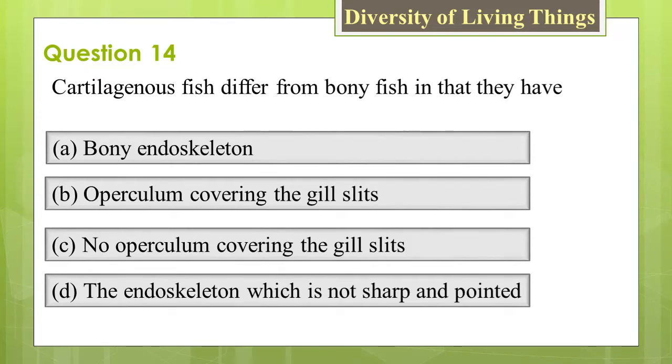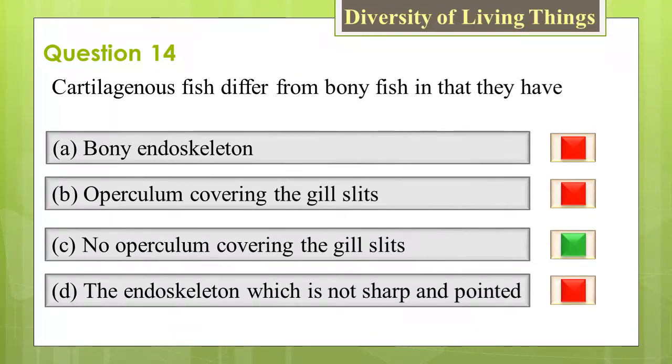Question 14. Cartilaginous fish differ from bony fish in that they have A. Bony endoskeleton. B. Operculum covering the gill slits. C. No operculum covering the gill slits. D. The endoskeleton which is not sharp and pointed. Which of the following is the correct alternative? The correct alternative is C. No operculum covering the gill slits.